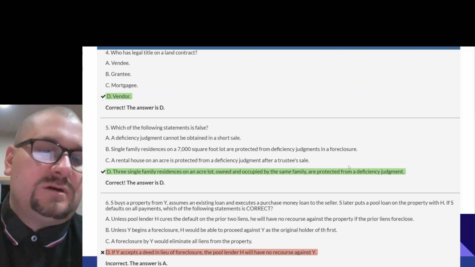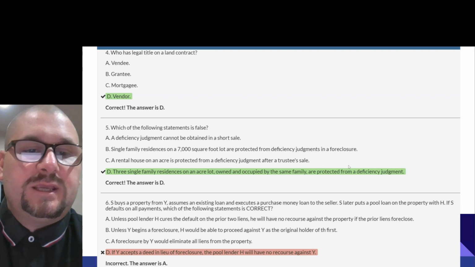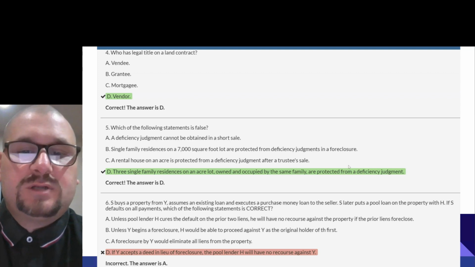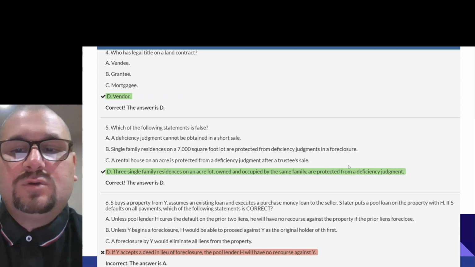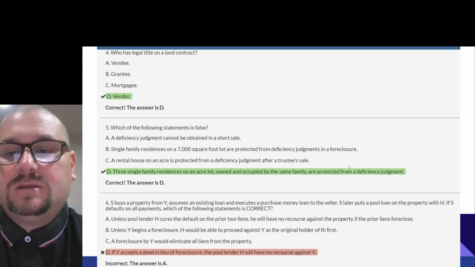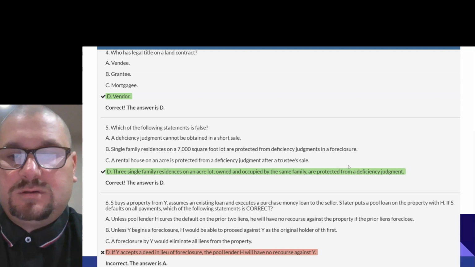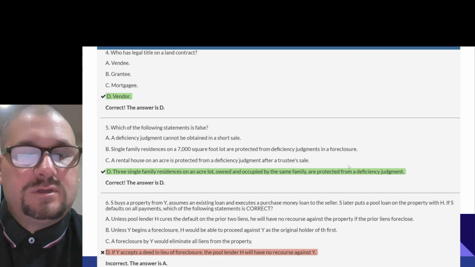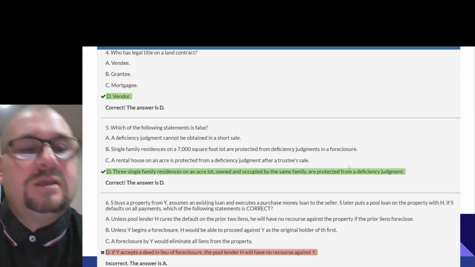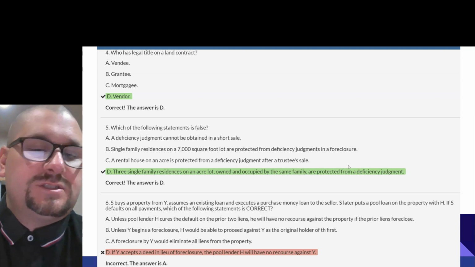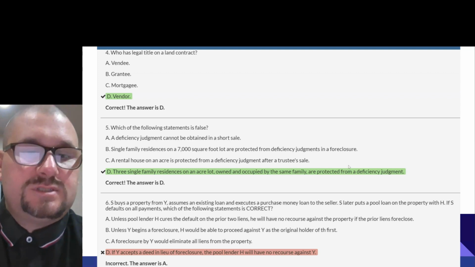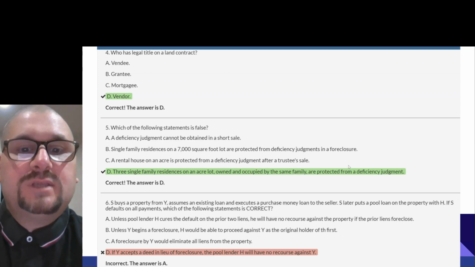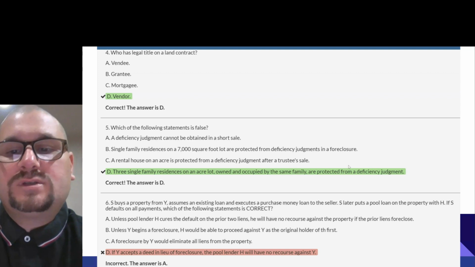This one's Alpha. Unless the junior lender H cures the default on the prior 2 liens, he will have no recourse against the property if the prior liens foreclose. So that is correct. Again, unless the junior lender H cures the default on the prior 2 liens, he will have no recourse against the property if the prior liens foreclose.